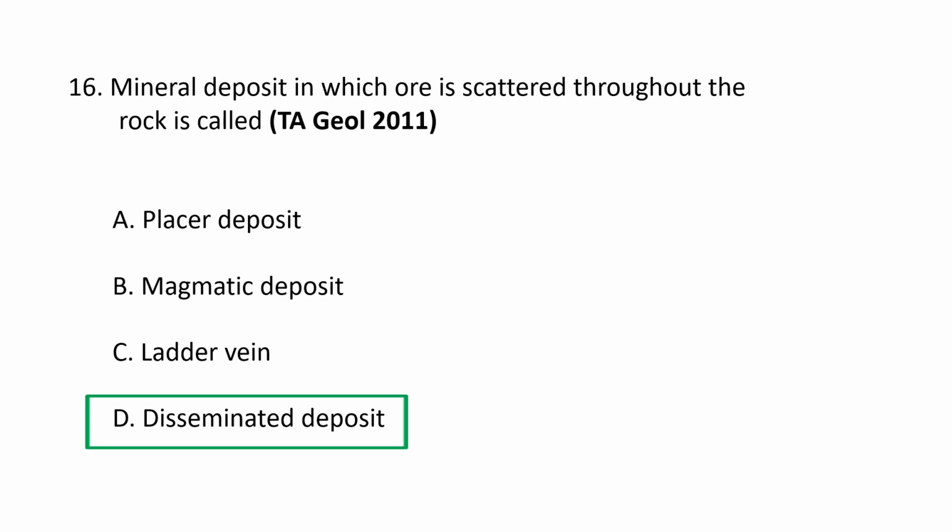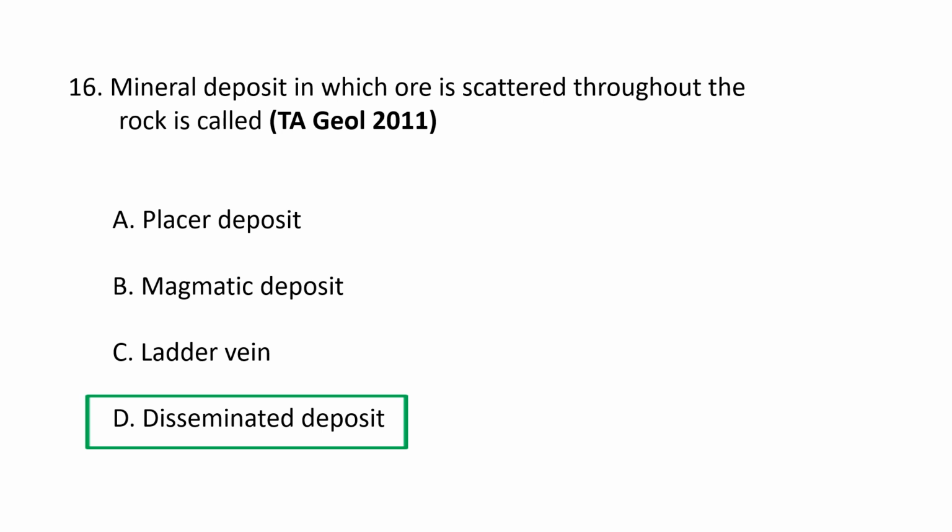Disseminated deposit. A mineral deposit in which ore is scattered throughout the rock is called a disseminated deposit, a geological body where ore minerals are spread out throughout the host rock. Disseminated deposits are often large and low grade with ore minerals too small to see with the naked eye. They include porphyry copper deposits and kimberlite rocks which contain diamonds.